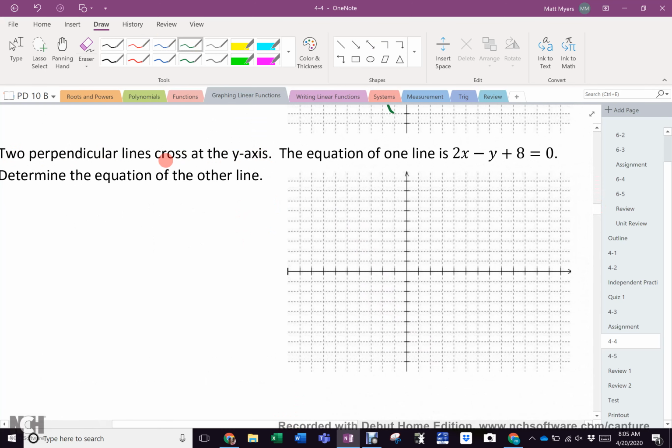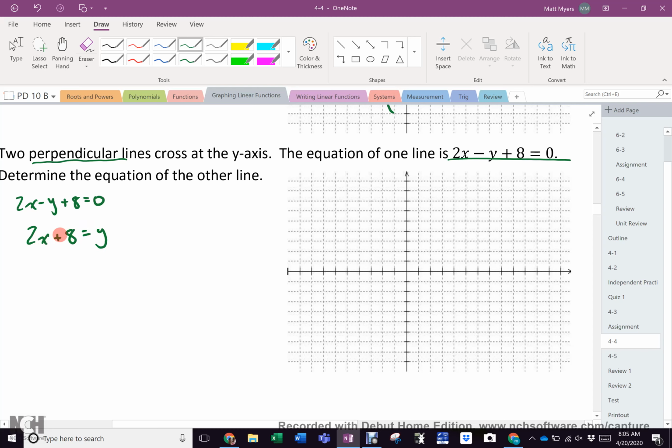Okay, so, 2 lines cross at the y-axis. So I need 2 lines that are perpendicular. So line 1 is going to be green right here: 2x minus y plus 8 equals 0. How do I graph that? Well, I see y is almost by itself. 2x plus 8 equals y.